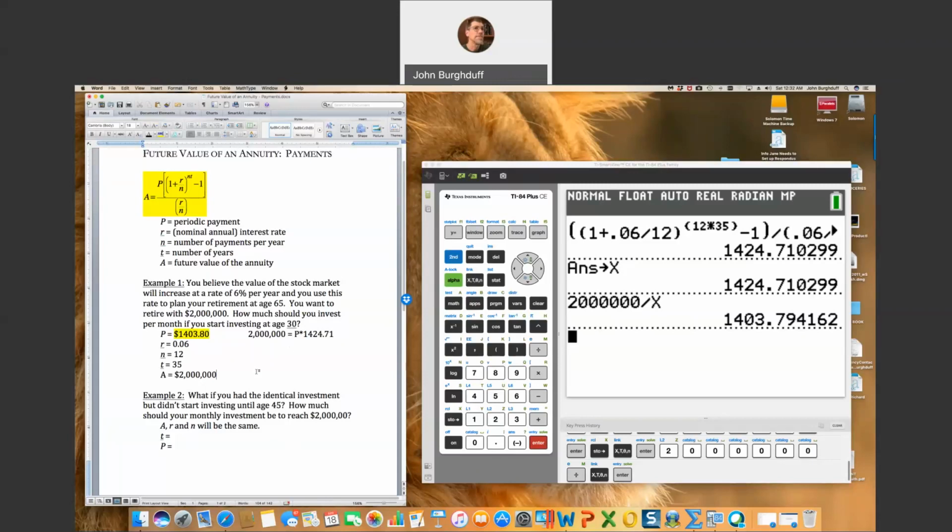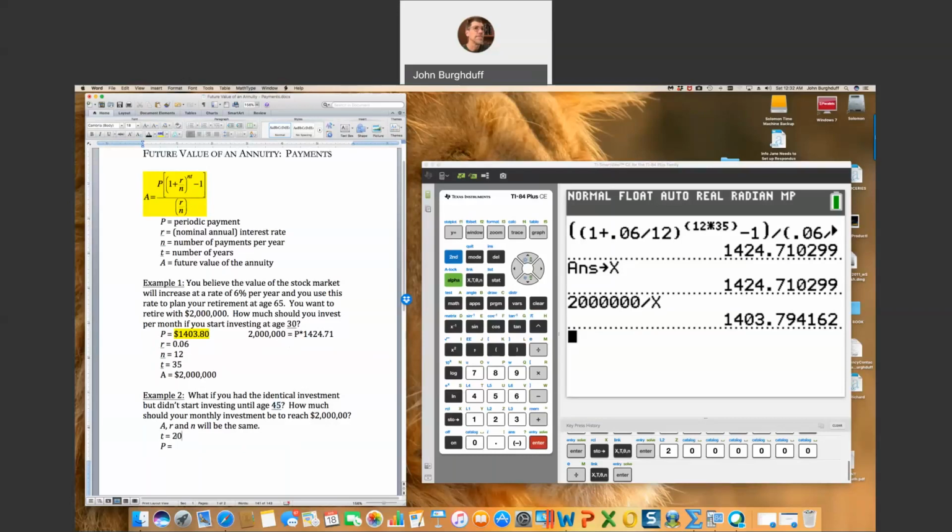As another example, let's do the exact same problem, except ask ourselves the question, what if we started investing not at age 30, but at age 45? Here's a couple of things that would change. Your A, your R, and your N would all be the same, but T would change. You're now going to start investing at age 45 with the goal of retiring at age 65. That means your number of years is now 20.